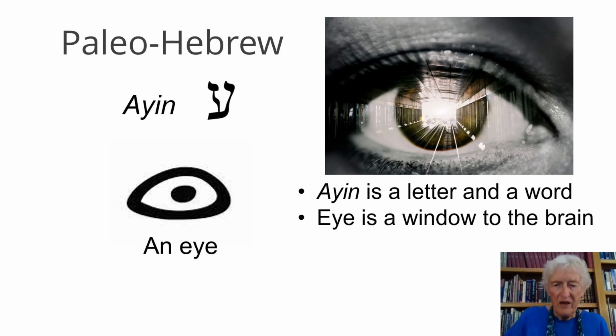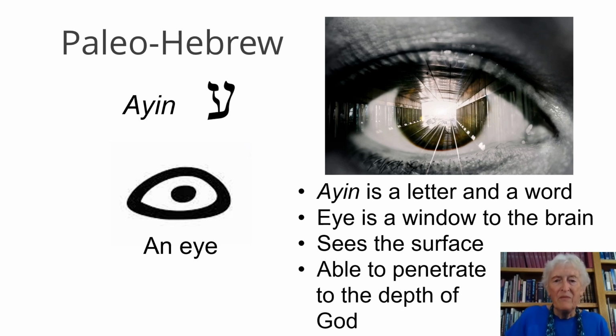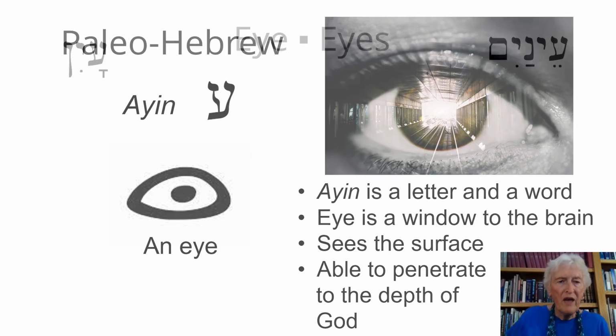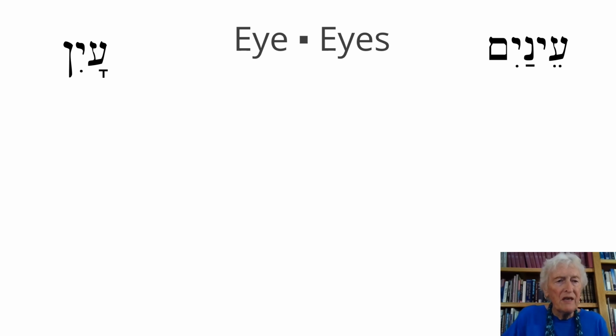The eye is a window to the brain. The eye can see the surface. Everybody can see the surface. But if you want to, the eye is able to penetrate to the depth of God, to a depth of understanding of God's Word. So let me show you here. On the left is Ayin, which is singular, and on the right is Einayim, which is eyes, plural.